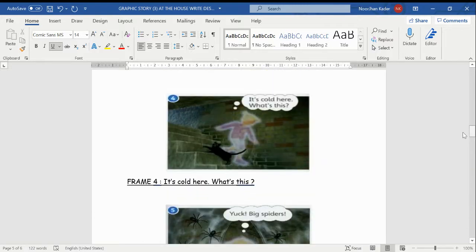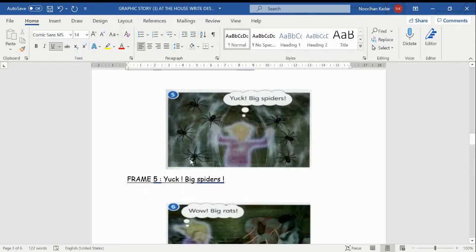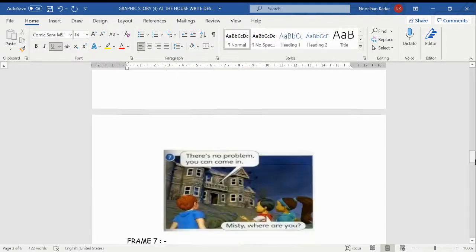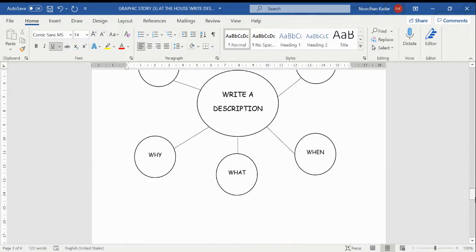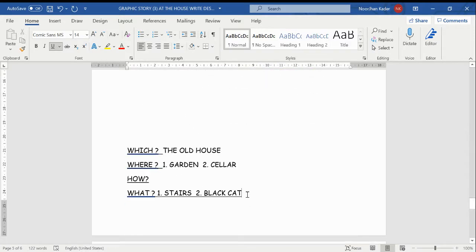Then frame 4, frame 5. Frame 5 also has a descriptive phrase, yuck, big spiders. So this actually answers the question of what. What is in the cellar? So you can write here also, third, big spiders.